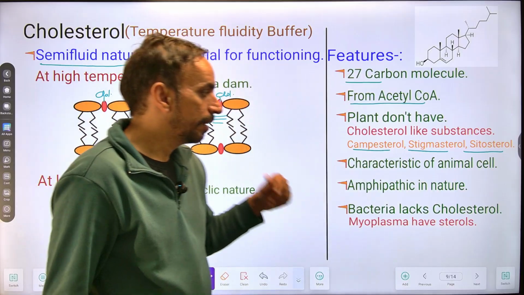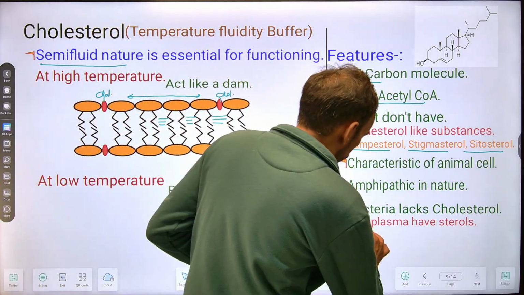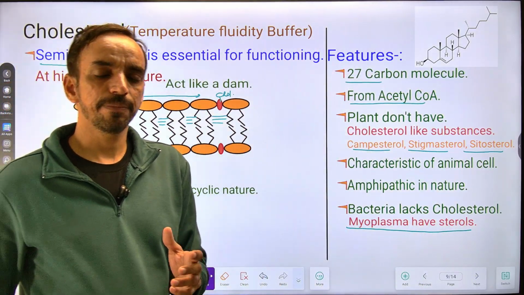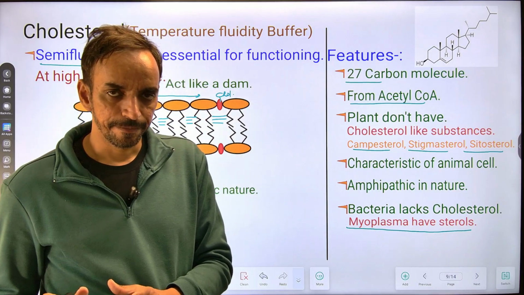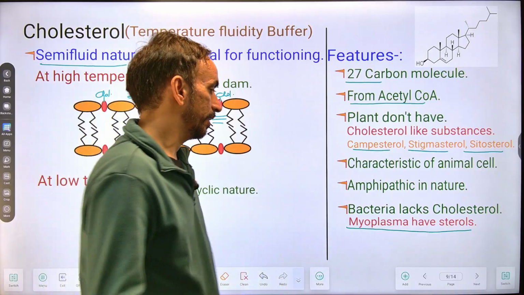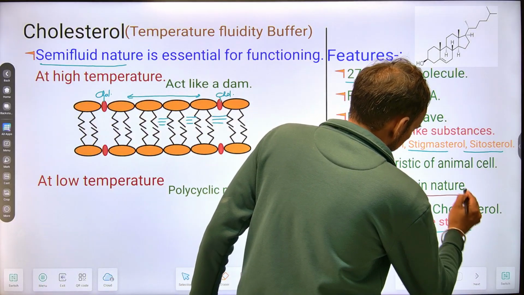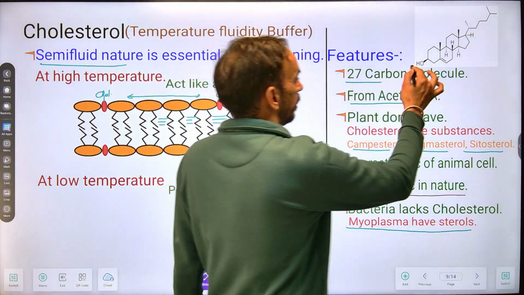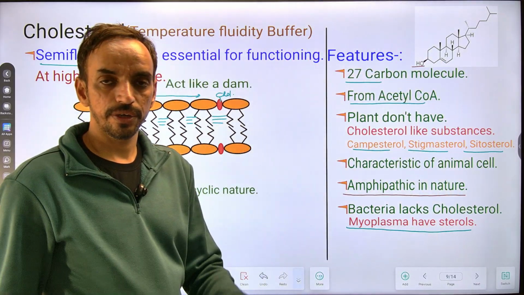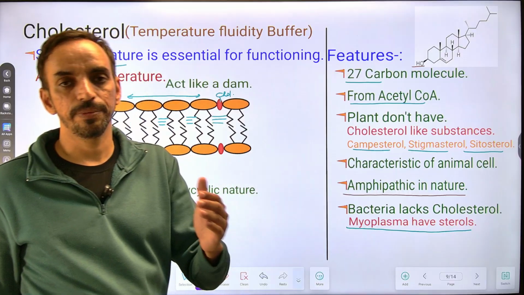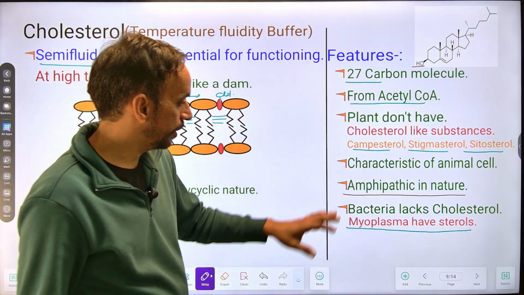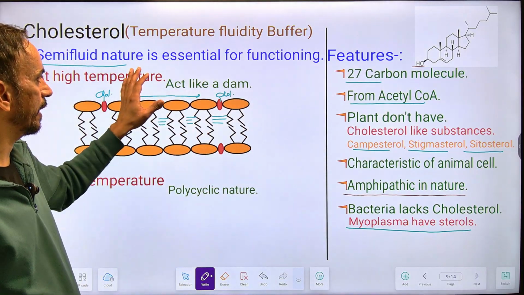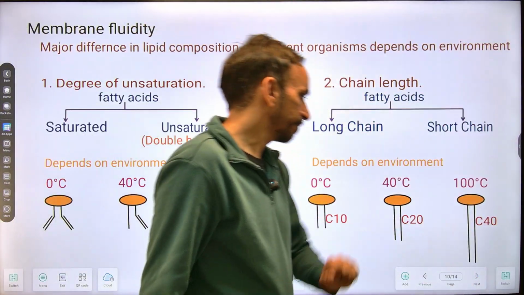Bacteria lack cholesterol, but some bacteria, a specific type of bacteria, that is mycoplasma, they have sterols that provide stability to their membrane. Again, this cholesterol, like the diacylglycerol, it is amphipathic in nature, having both hydrophilic and hydrophobic groups. So it is again an amphipathic molecule. So this is all about the cholesterol, which will act like a temperature fluidity buffer.